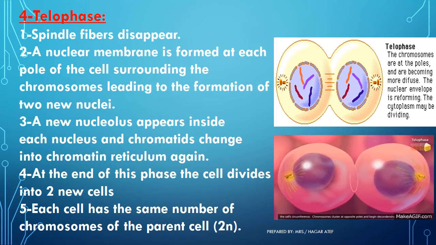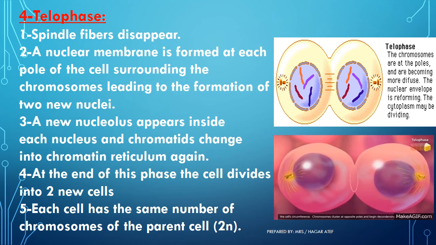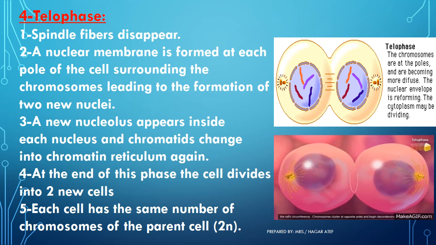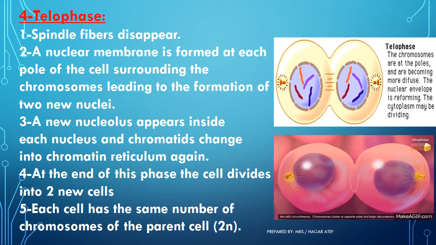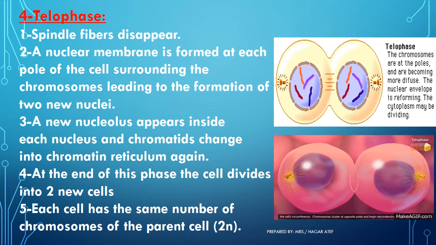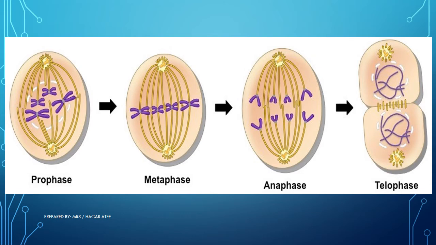Telophase. Spindle fibers disappear. A nuclear membrane is formed at each pole of the cell surrounding the chromosomes, leading to the formation of two nuclei. A new nucleolus appears inside each nucleus, and the chromatids change into chromatin reticulum again. At the end of this phase, the cell divides into two new cells. Each cell has the same number of chromosomes as the parent cell, 2n. So the phases of mitosis are prophase, metaphase, anaphase, telophase.